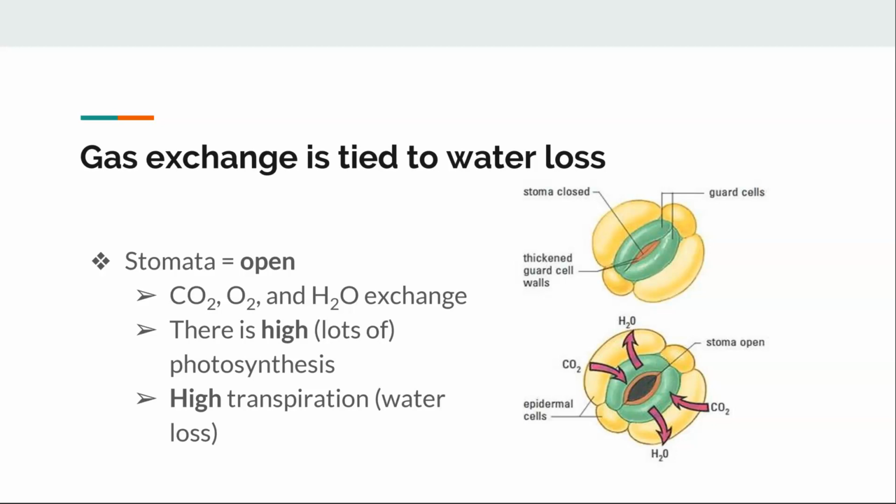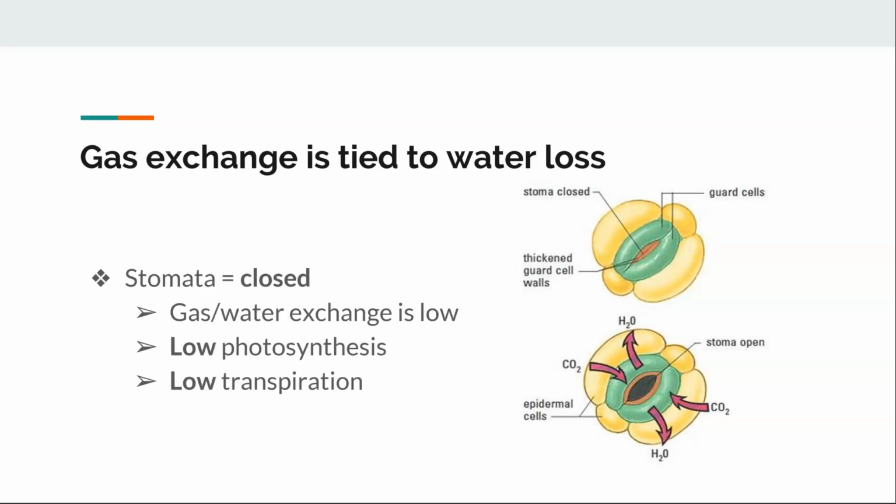Now to recap, when the stomata are open, gas exchange occurs. Lots of photosynthesis happens, and there is a high amount of water loss through transpiration. When the stomata are closed, it's the opposite. There's a low amount of gas exchange, low amount of photosynthesis happening, and a low amount of transpiration occurring.